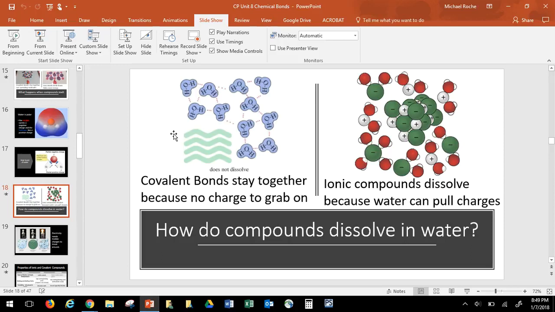Covalent compounds don't have those charges. They're not as big a difference in electronegativity. They're sharing much more equally, and therefore there's nothing for the oxygens and hydrogens to grab onto, so they don't dissolve. And that's what we saw with one of our compounds, that it didn't dissolve at all.